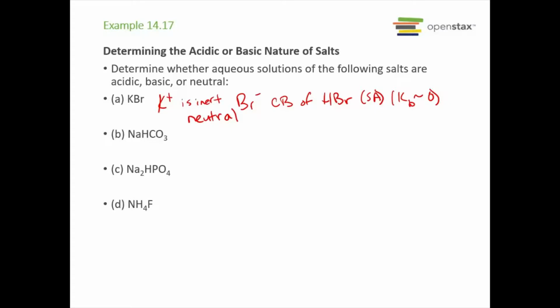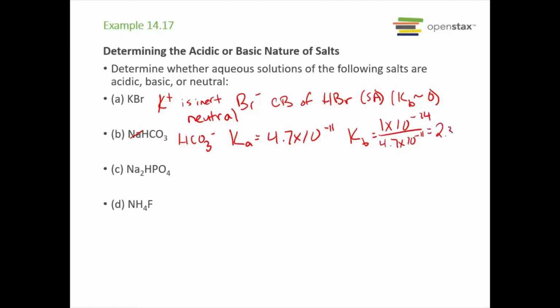The next one, NaHCO3, the sodium is inert, that doesn't affect anything. HCO3 minus, though, is an amphiprotic anion. Its Ka, if we were to look that up, is 4.7 times 10 to the negative 11th. Thus, we can find its Kb, which is 1 times 10 to the negative 14 over 4.7 times 10 to the negative 11, which is 2.3 times 10 to the negative 8th power. Kb is a lot greater than Ka, so because of that, this is basic. So to figure out if your solution for a salt is acidic or basic, you need to compare the Ka and the Kb and look at that.